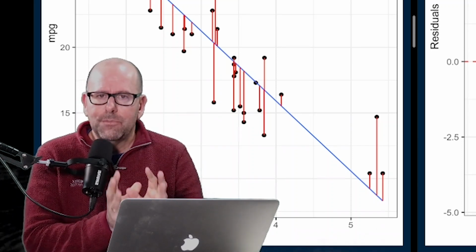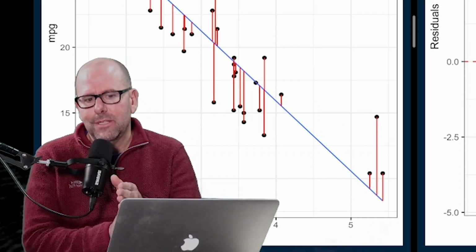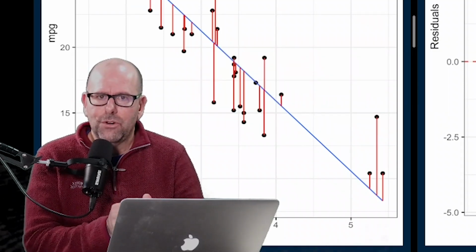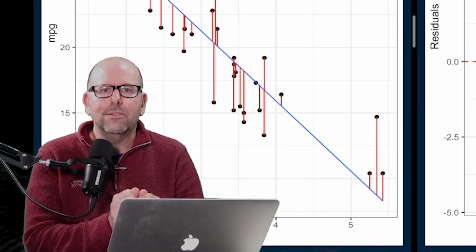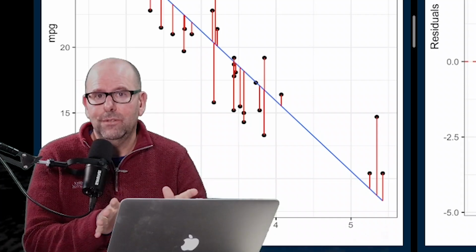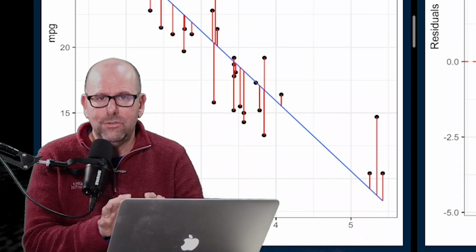We make certain assumptions about those residuals. Remember, our first assumption is that there's a linear relationship between the explanatory and the outcome variable. The next three assumptions are about the residuals. The first is that the residuals themselves are normally distributed. Okay? So the residuals are normally distributed.